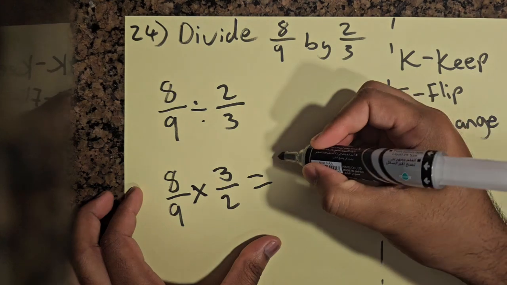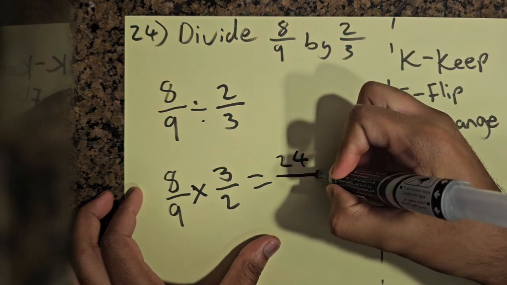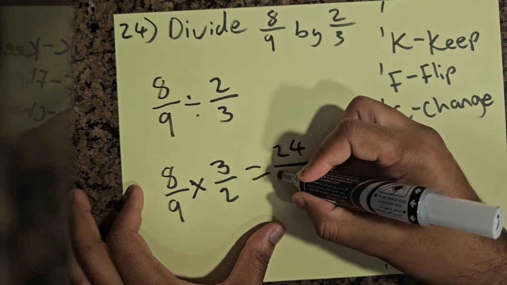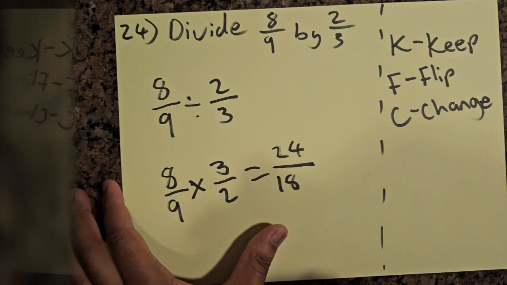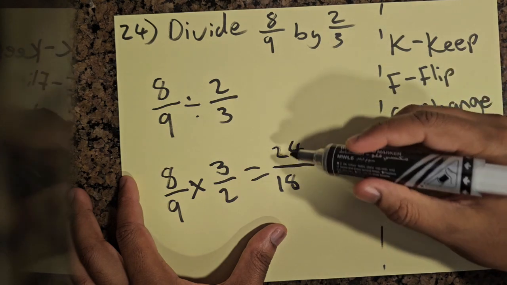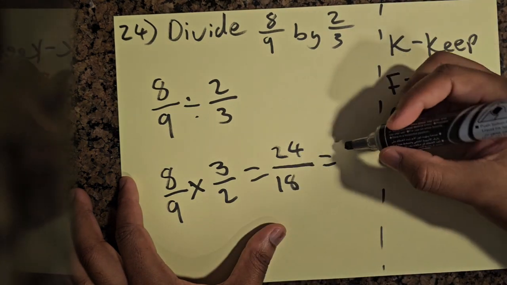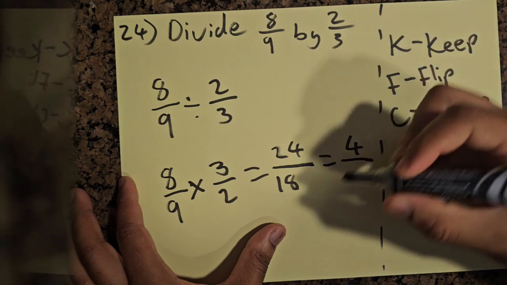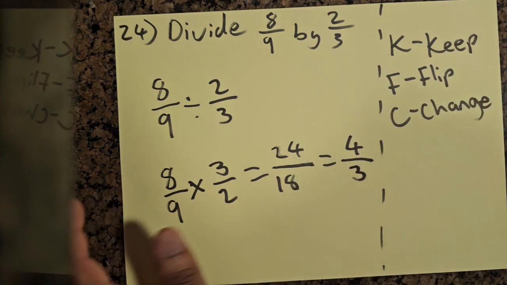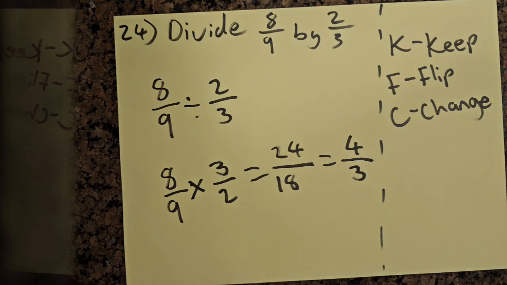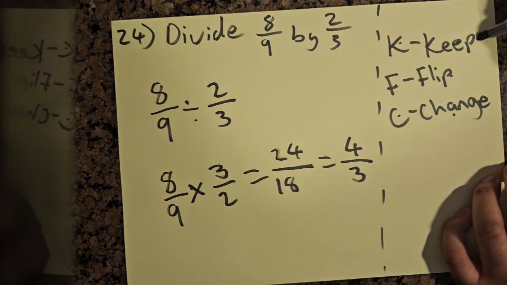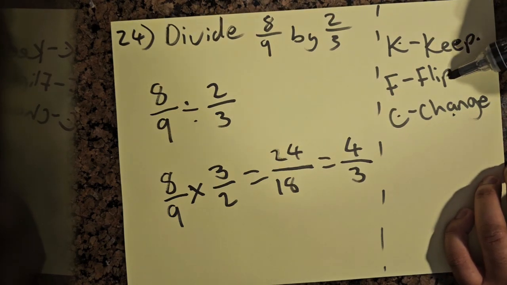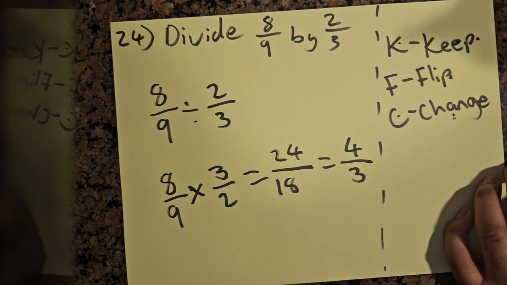8 times 3 gives me 24 over 9 times 2 gives me 18. I can simplify this. Seems the biggest number that fits into both of these would be 6. So 6 goes into 24 4 times, and 6 goes into 18 3 times. The simplest form would be 4 over 3. So remember this, KFC, keep, flip, change. Keep the first fraction, flip the second fraction, and change it from division to multiplication.